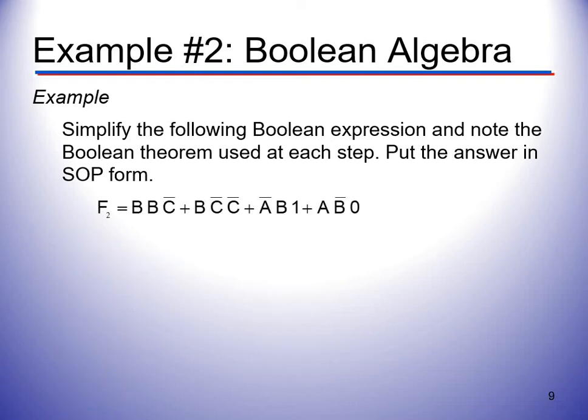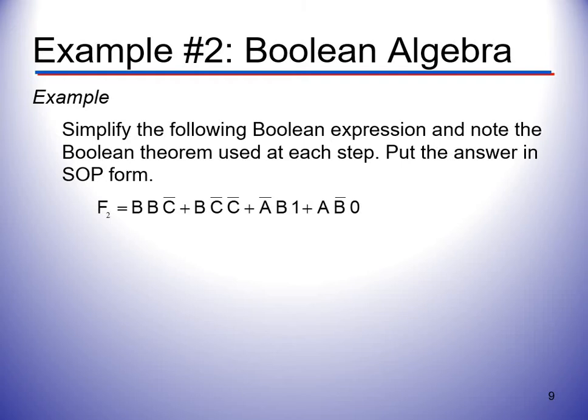Let's do another example here. We have F2, which is B and C bar, or B, B and C bar, or A bar, B and 1, or A bar or A, B bar, 0. Let's mentally process one together. Moving left to right, we have B and C bar. How can you simplify that one down?